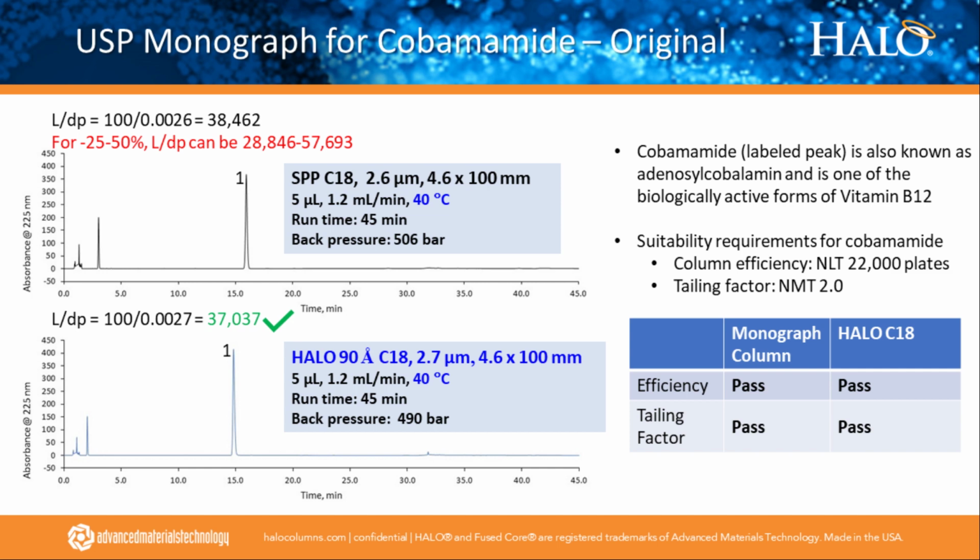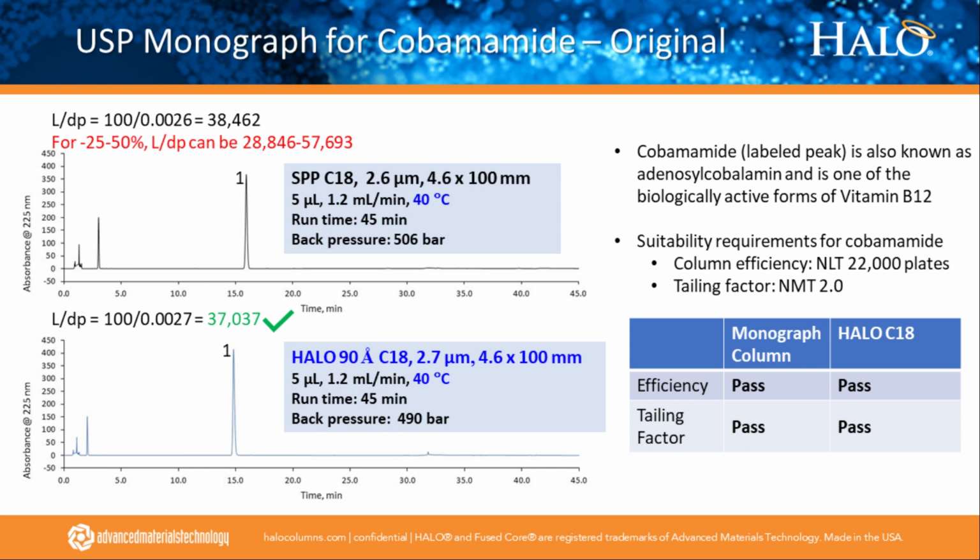So now let's take a look at the USP monograph for cobamamide. And this is the original monograph with the monograph column results here in black on the top and the Halo results on the bottom in blue. Cobamamide, which is the peak labeled 1, is also known as adenosylcobalamin, and that's one of the biologically active forms of vitamin B12.